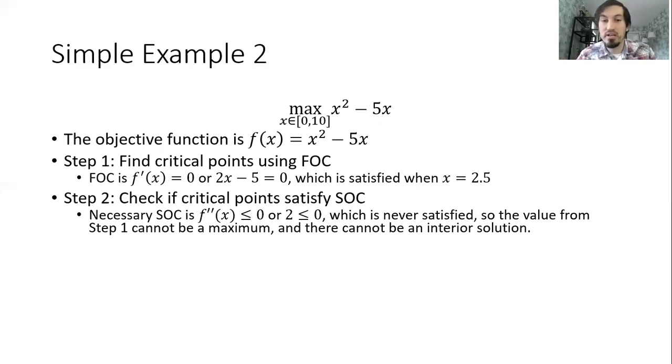If there were an interior solution, interior just means not at the corners, then it would have satisfied both the first and second order conditions, and there's nothing that does.